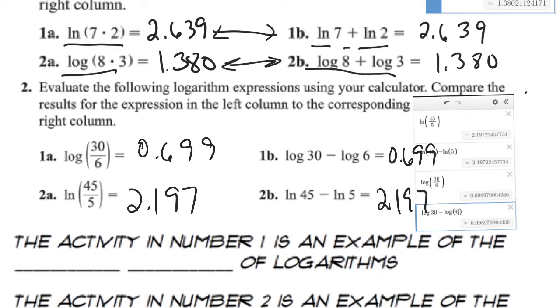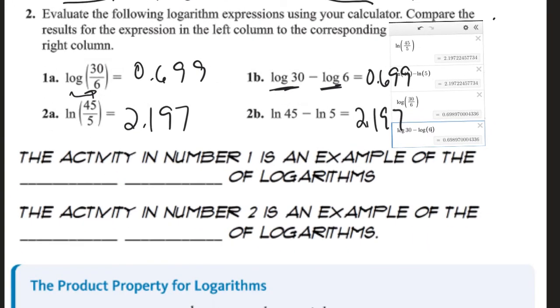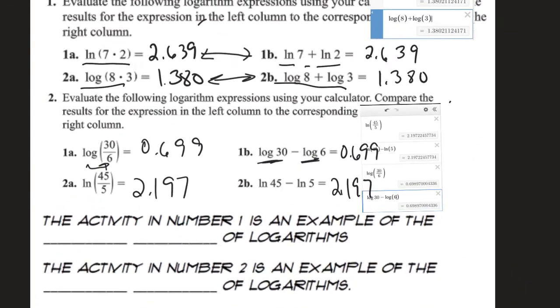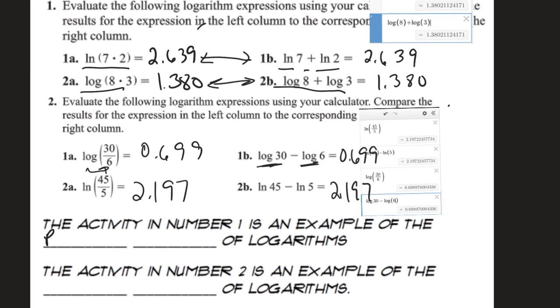Notice again, if I am dividing, taking the quotient next to the log, I can also write that by taking each of the pieces of my quotient, separating them into their own log, and subtracting them, and I would get the same answer. The activity in number 1 is an example of the product property of logarithms. And the activity we did in number 2 is an example of the quotient property of logarithms.